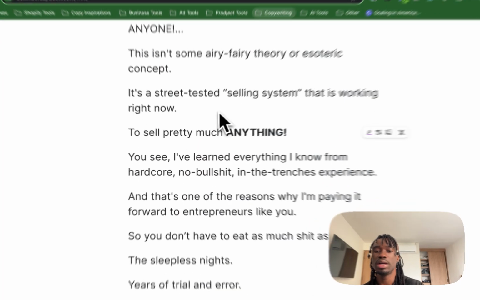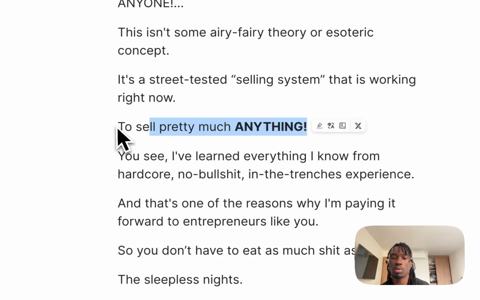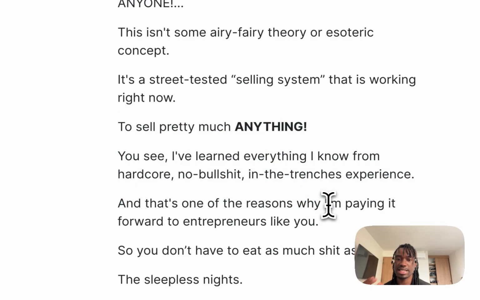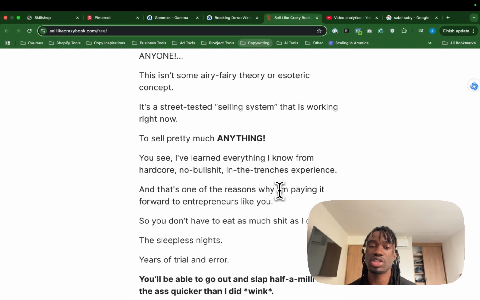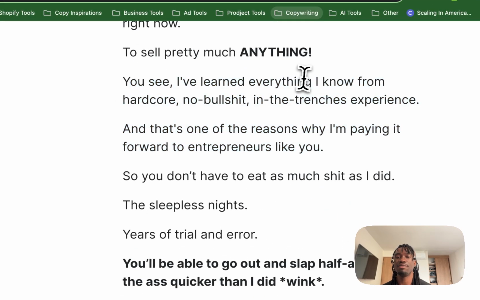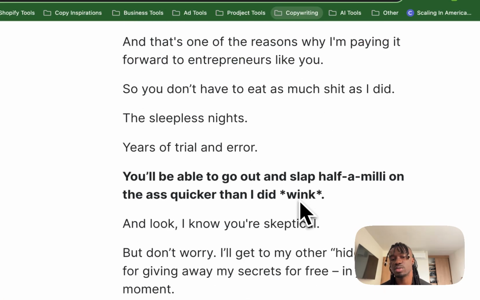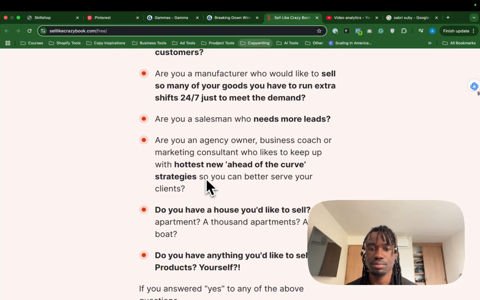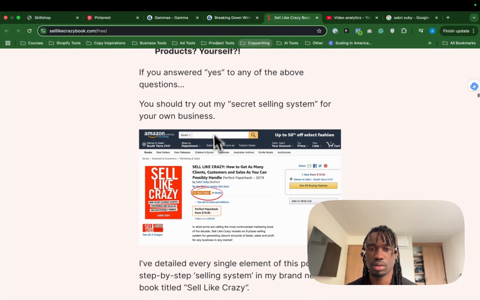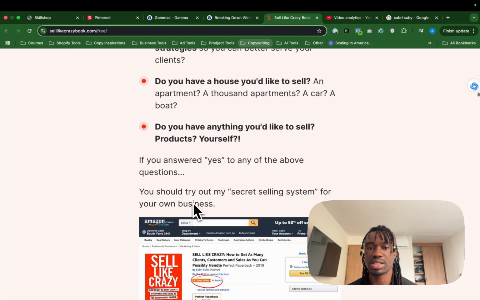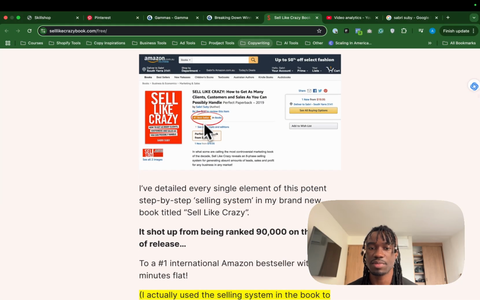And notice how there's not a sentence that's longer than like 3 lines. It's very easy to consume that information and read through, right? Which is exactly what you want. And there are different variations in the length of these sentences as well, which is great, right? And it's calling out to the different people who can use this selling system, which is amazing, right?